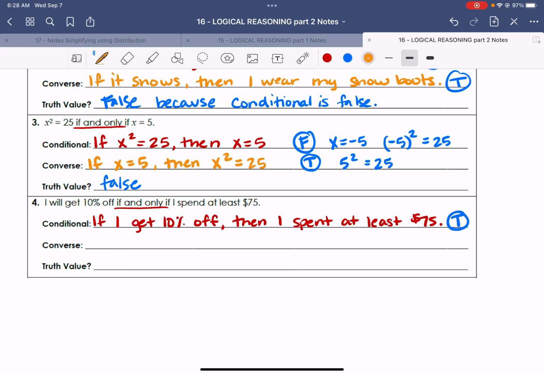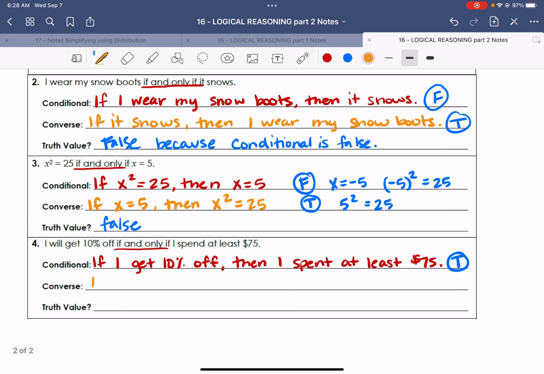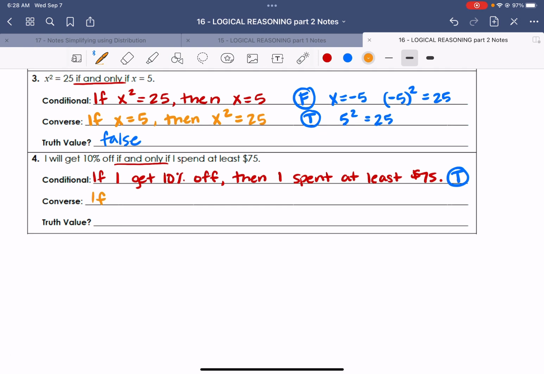Okay? Then the next one, the converse, that's where we switch it. So we're going to switch the order of the conditional. So if I spent at least $75, then I get 10% off. And again, according to the biconditional, that's true. So is the biconditional true? It is, because both things are true.